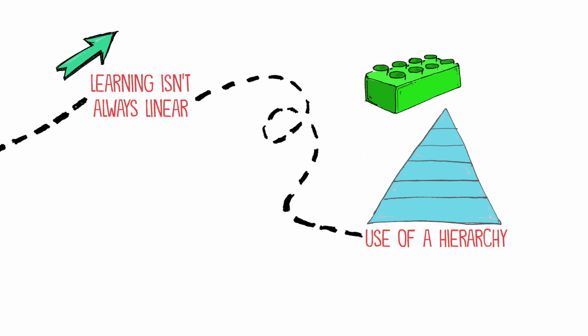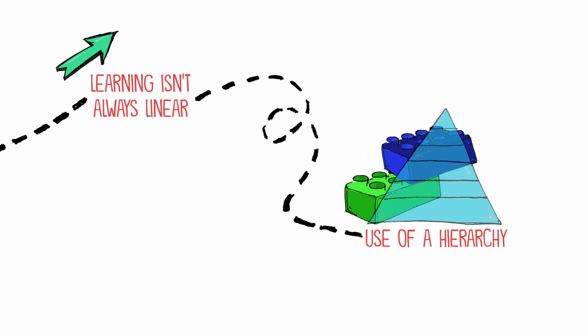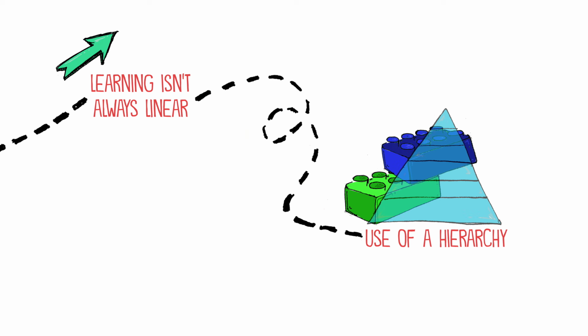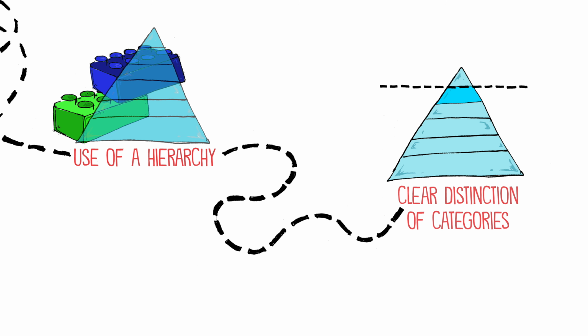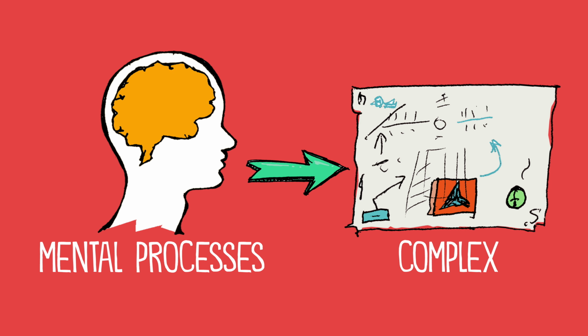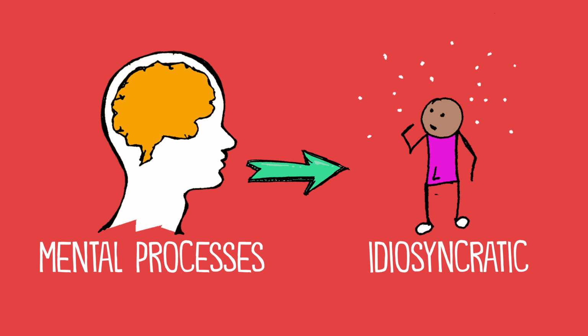A second criticism is with the use of a hierarchy. This implies specific levels that are dependent on each other as building blocks. But learning sometimes is more like a sliding continuum where you move back and forth as you learn. Furthermore, Bloom's taxonomy relies on a clear distinction between categories. But mental processes are complex and connective and idiosyncratic, and this makes the categories seem, well, kind of arbitrary.